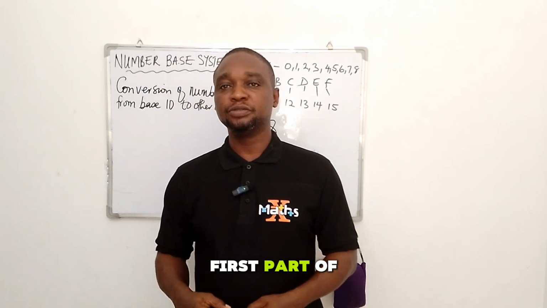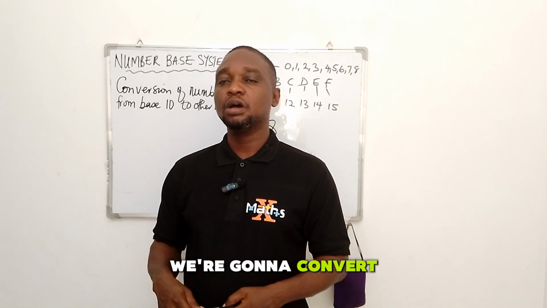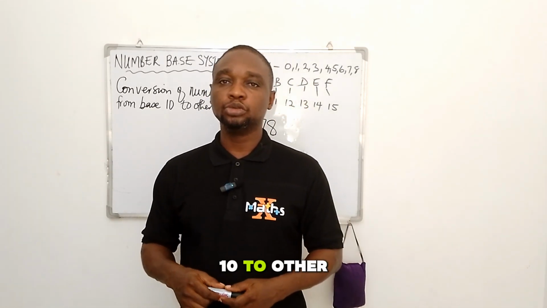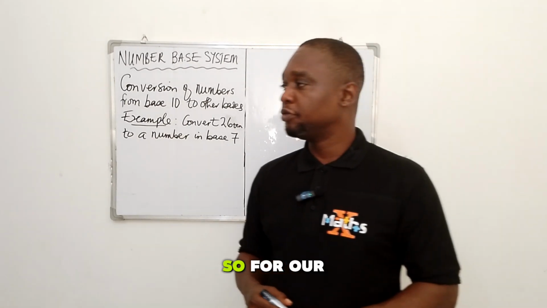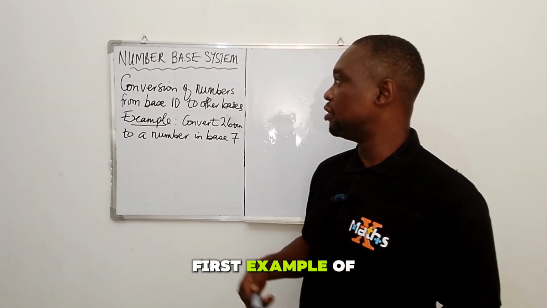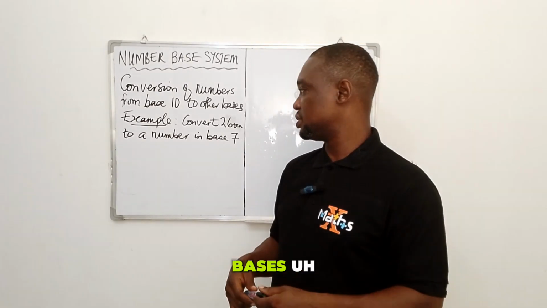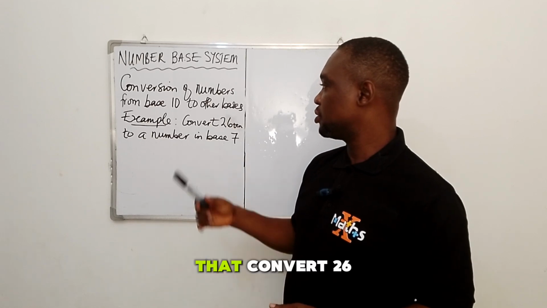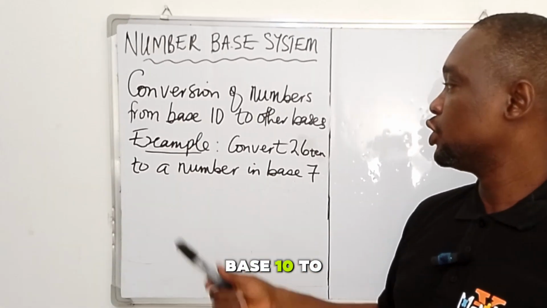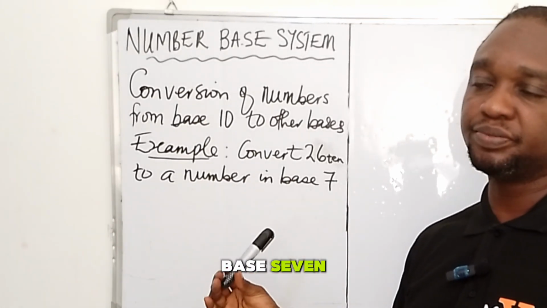So for the first part of today's class, we're going to convert numbers in base 10 to other bases. So for our first example of converting numbers in base 10 to other bases, we have it here: convert 26 base 10 to a number in base 7.